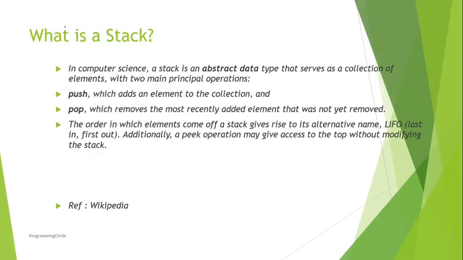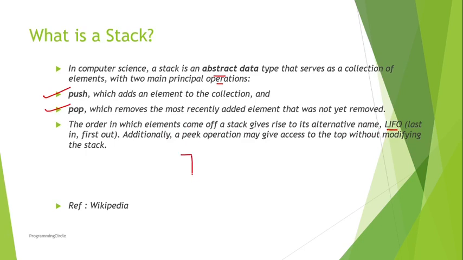So you're going to discuss today about stack. So what is stack? In computer science, a stack is an abstract data type that serves as a collection of elements with two main principal operations. First operation is push, second operation is pop. The order in which elements come off a stack gives rise to the alternative name, which is called LIFO structure.